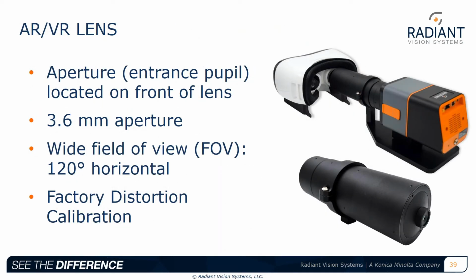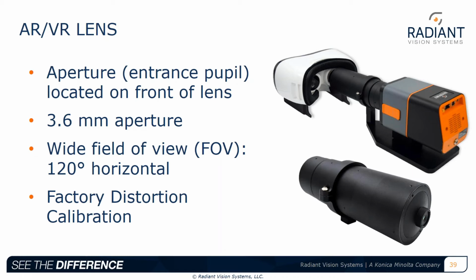So to review, the aperture is located at the front of the lens, and that's how we're able to image these devices effectively. We've chosen to use a 3.6 millimeter aperture, which is a good compromise between a constricted pupil and a fully dilated pupil. The field of view does hit the 120 degree requirement. That's a horizontal field of view.